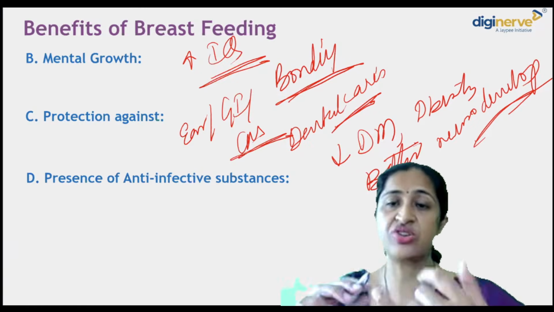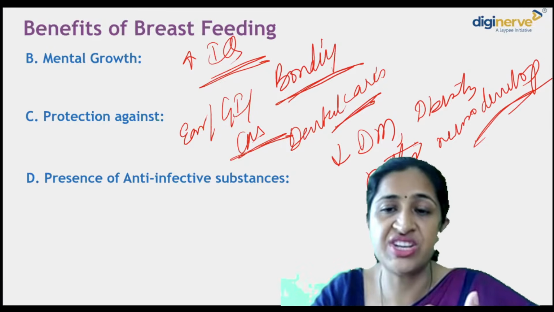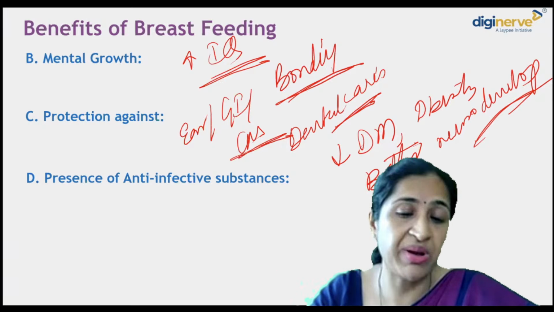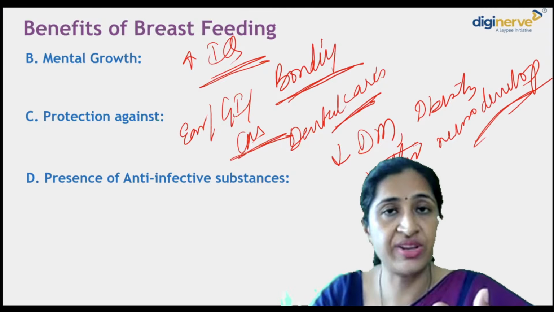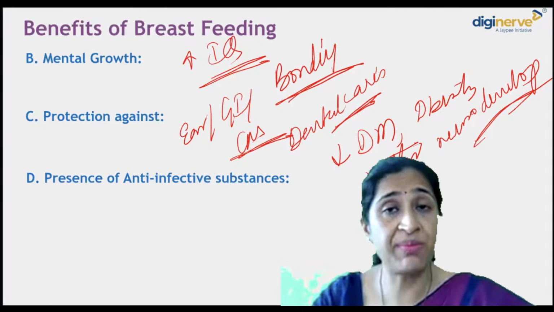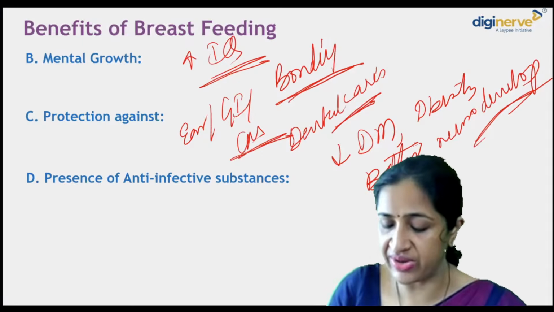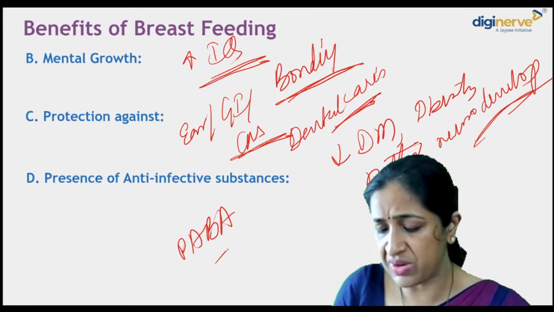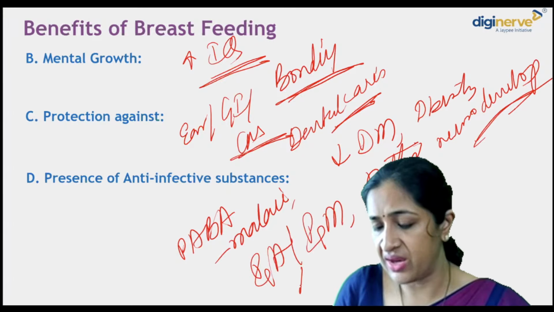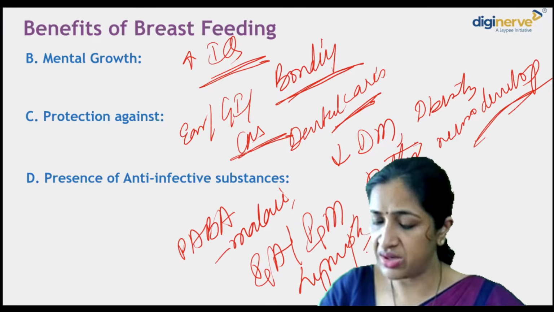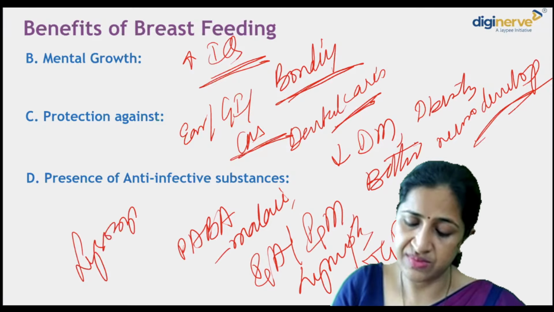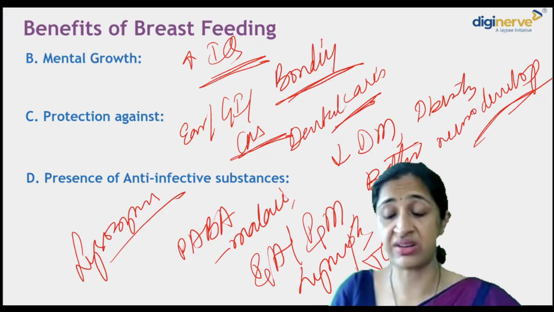Anti-infective substances I have discussed already. You have lysozymes, secretory IgA, macrophages, IgM antibodies, PABA, which protects against malaria, lactoferrin, anti-staphylococcal factor. These are all the anti-infective substances. The important ones: PABA against malaria, IgA, IgM, lymphocytes, then transforming growth factor beta, other lysozymes, anti-staphylococcal factors, all these are there.